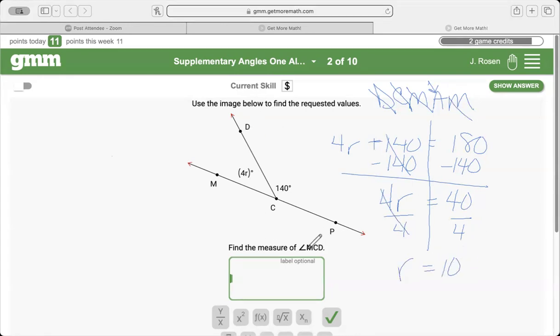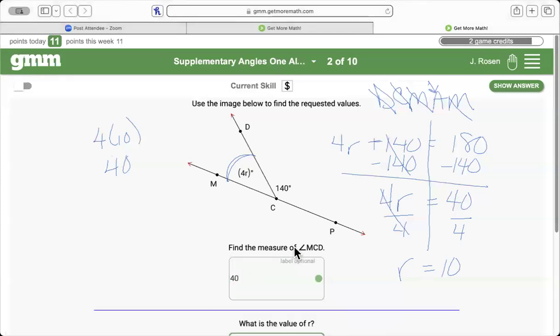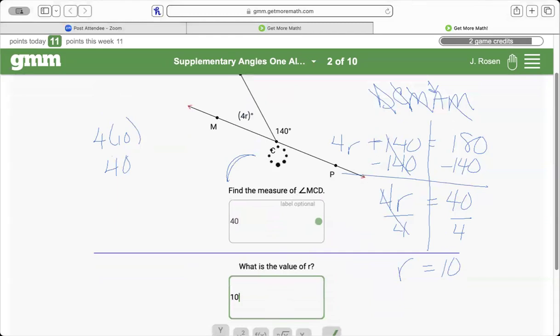And it wants to know the measurement of MCD. So MCD is this one here. So 4 times 10 gets us 40. So the measure of that angle is 40 degrees. And the variable was 10.